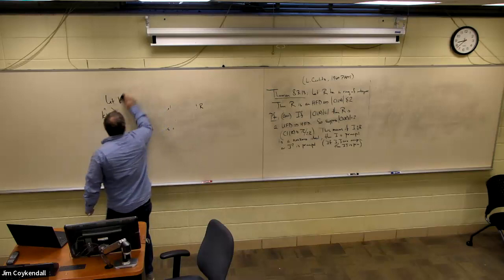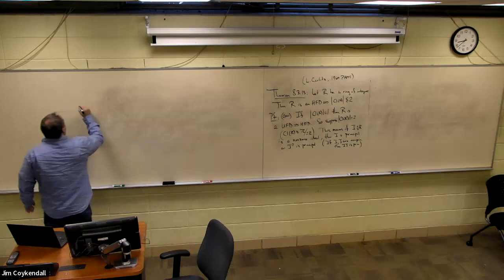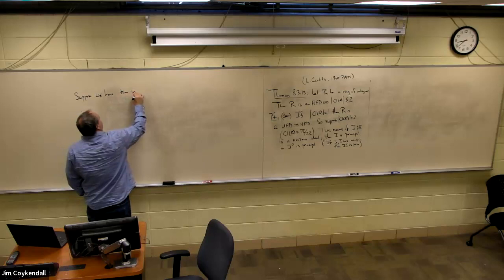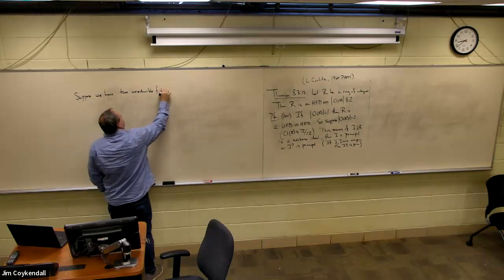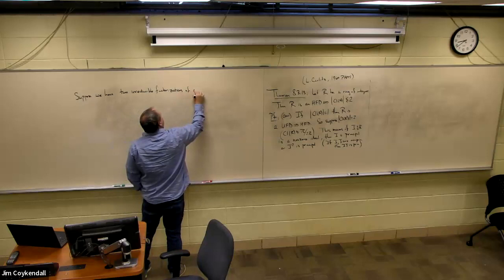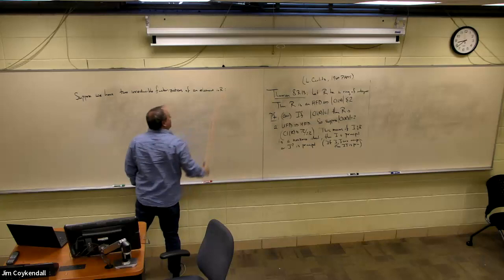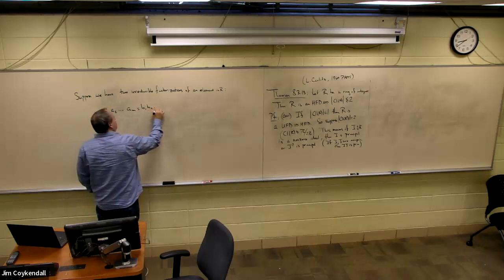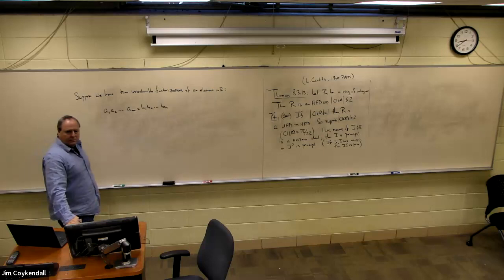So let's suppose we have two irreducible factorizations of an element in R. Let's say A1, A2, ..., Am equals B1, B2, ..., Bn. And of course, our ultimate goal is to show that m and n are the same.